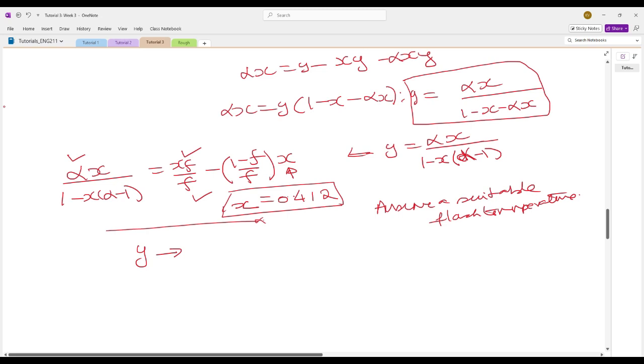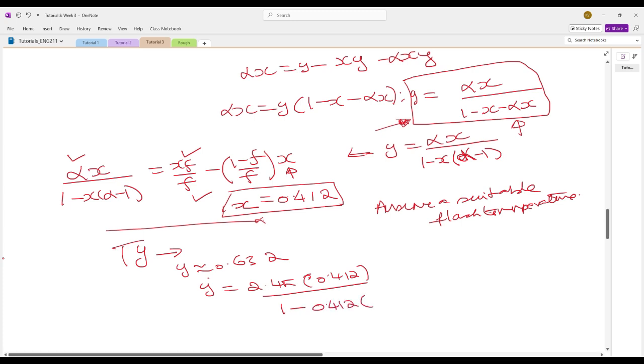So all you need to do is, you have the x value already here, and then you can get the corresponding y value using this equation. Get a y value approximately equal to 0.632. So y should be equal to alpha, 2.45, multiplied by x, which is 0.412, divided by 1 minus 0.412 multiplied by alpha 2.45 minus 1. So this should give 0.632.